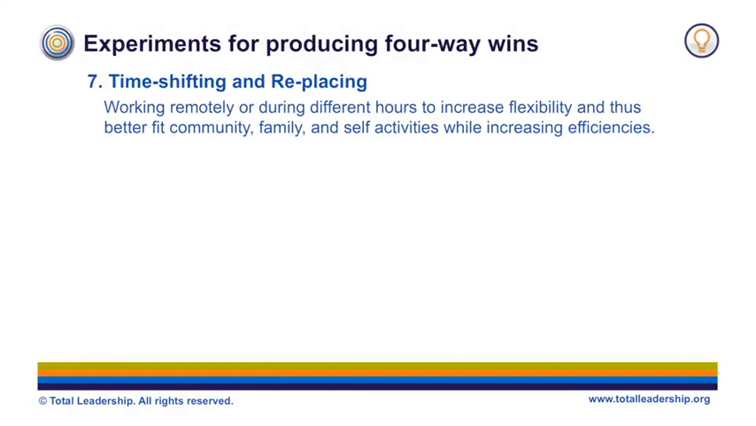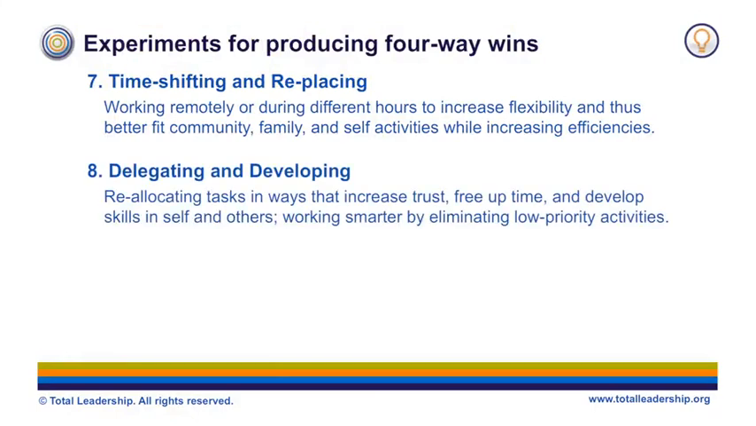The eighth kind of experiment is delegating and developing. This is not delegating and dumping, it's delegating and developing other people. This involves reallocating some tasks in ways that increase trust, free up your time, and develop skills in others, often through working smarter by reducing your time spent on low priority activities.